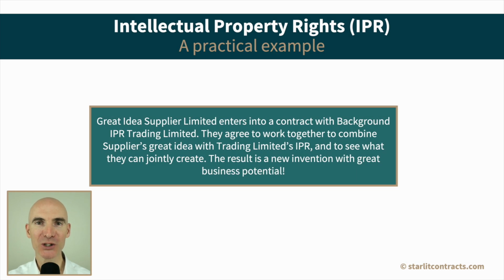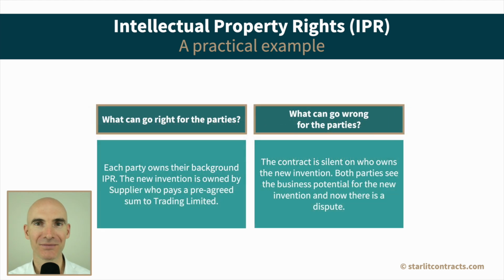Let's look at a practical example together now. Supplier Limited enters into a contract with Background IPR Trading Limited. They agree to work together to combine Supplier's know-how with Trading Limited's IPR and to see what they can jointly create. The result is a new invention with great business potential. So what can go right for the parties in this situation?